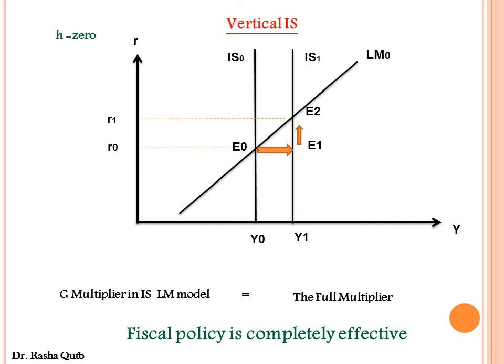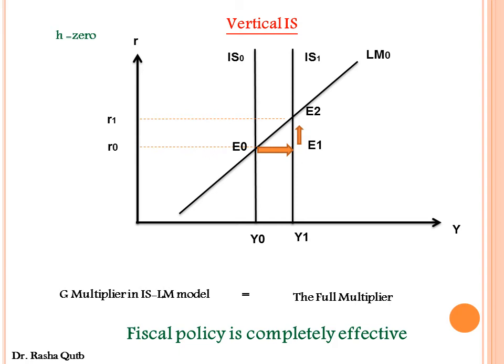Now suppose that the government decides to increase the government expenditure, or applies expansionary fiscal policy. The IS curve would shift rightward from IS naught to IS1. The initial impact is at R naught. The equilibrium national income would increase from Y naught to Y1. It is a full multiplier effect.